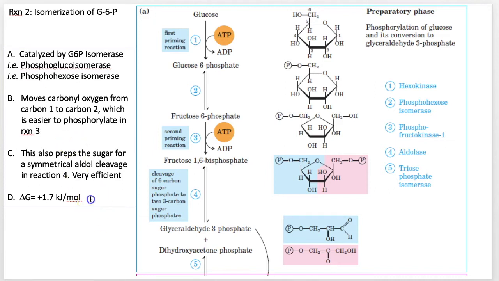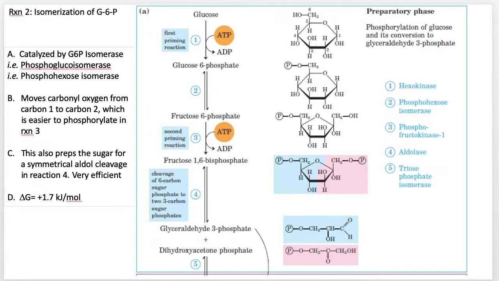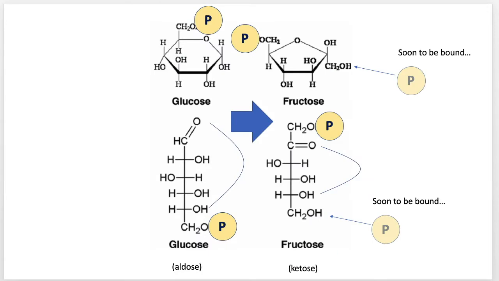Now, notice your delta G is positive, so how are you going to get by that? Well, you have a massive buildup earlier of your reactants, or you pull your products away. It just depends on the reaction. Structurally, let's talk a little bit about what's going on.